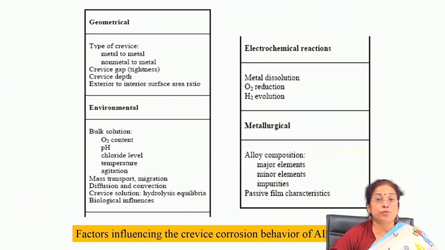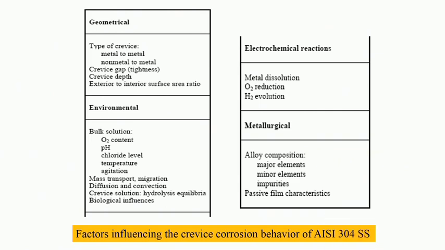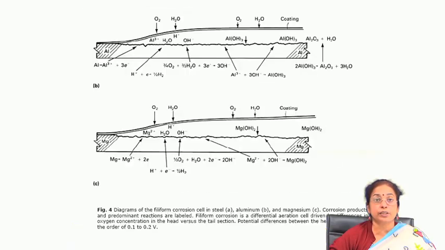molybdenum. When molybdenum is there in that particular alloy, you will find that the film is highly stable as compared to the chromic oxide film, which basically protects the surface. When molybdenum is there, it forms a complex oxide which is stable in that particular crevice environment or chloride containing environment, and basically it reduces the probability of crevice corrosion.